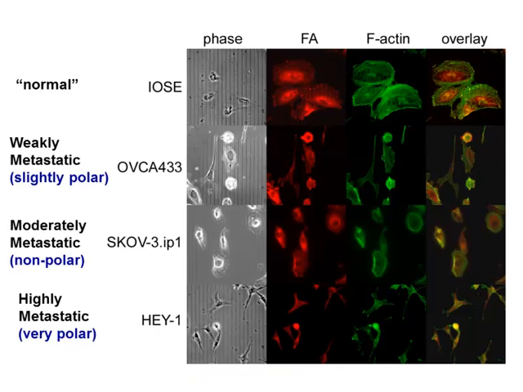The cell lines that we use, so we did a survey. We used immortalized normal ovarian epithelial cells, and then three human cancer cell lines. The OVCAs are weakly metastatic and slightly polar. The SKOVs are moderately metastatic and fairly nonpolar. And then these HEY1 cells are highly metastatic and very polar. You see they have these very branched structures.